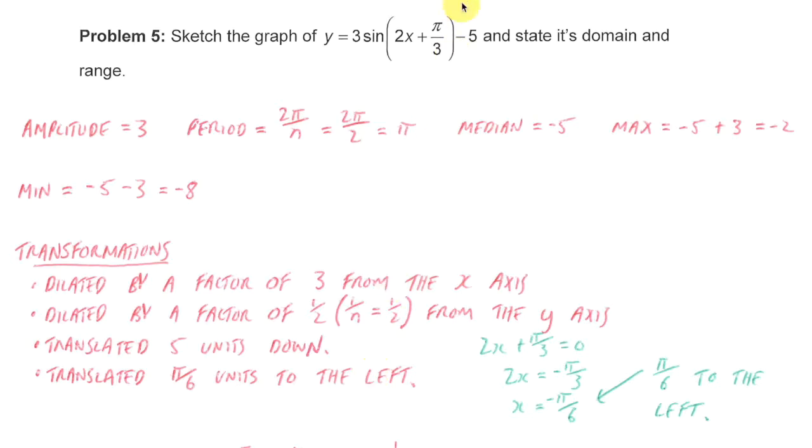And this is why it's so easy to just take whatever's inside the brackets, make it equal to 0, and solve for x. So we have 2x plus pi on 3 equaling 0. Solving for x, we get x equaling negative pi on 6. That represents a movement in the negative direction along the x-axis. So it's a movement by pi on 6 to the left.